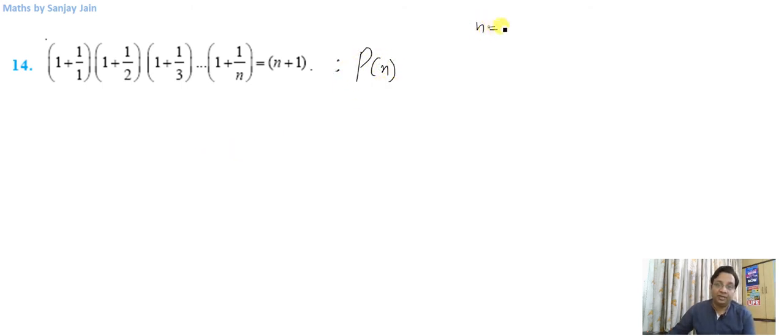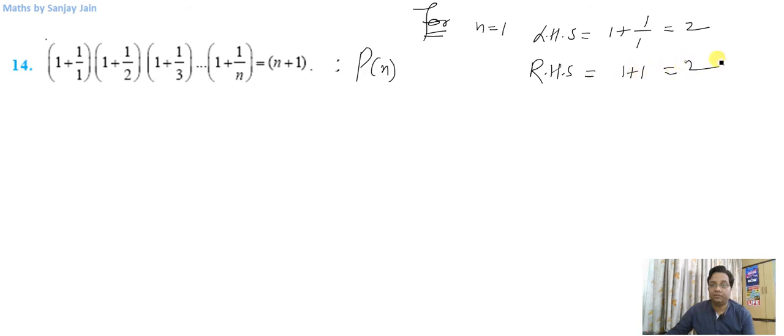Let us check for n equal to 1. So first statement is for n equal to 1, left hand side is equal to 1 plus 1 over 1, that is 2. What is the right hand side? Right hand side is 1 plus 1, which is also 2. Hence, left hand side is equal to right hand side, says that P of 1 is true. So this is my base step.